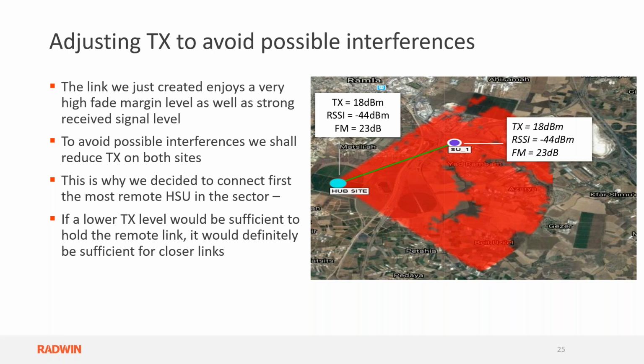Usually in co-located interference, when you are reducing the tick's power, you are reducing the interference with the environment. If a lower tick's level would be sufficient to hold the remote link, it will definitely be sufficient for closer links. To avoid possible interferences, we should reduce the ticks on both sides. The automatic tick's power control is doing it for you. There is dynamic and static automatic tick's power control. We will discuss it tomorrow.